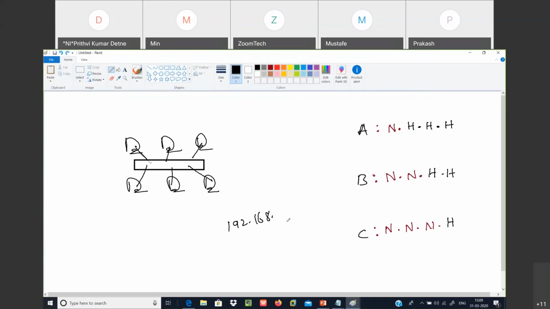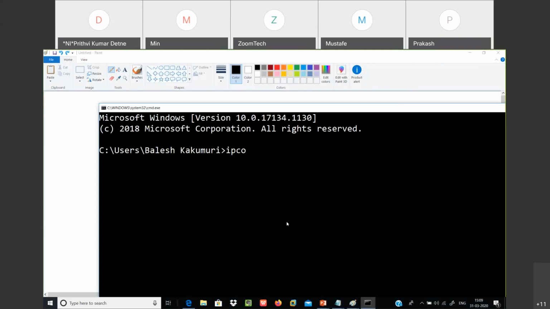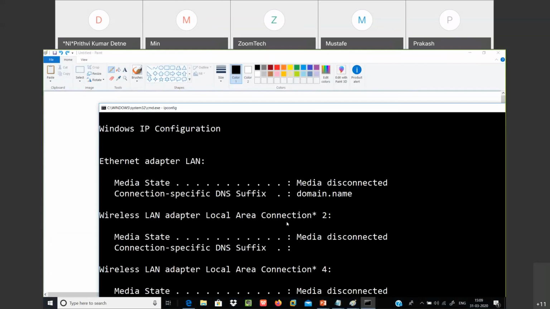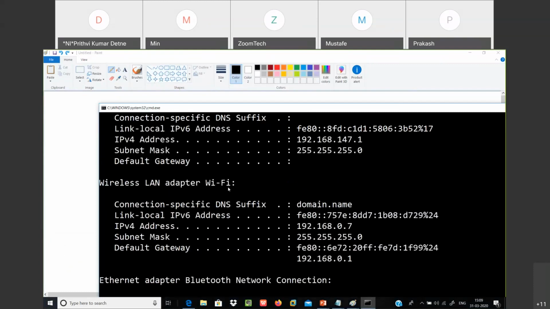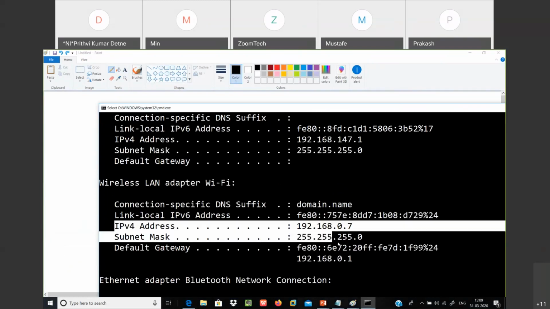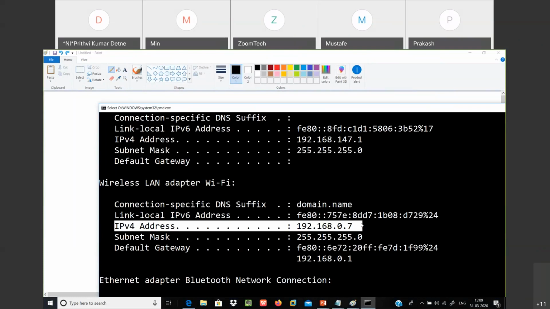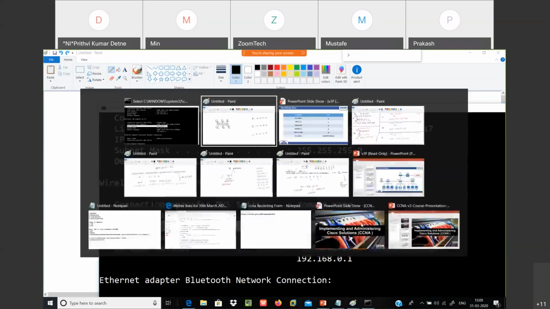Let me check my laptop IP address now. Command prompt, I'm using the ipconfig command. Enter. And see here, 192.168.0.7 I'm making use of, right? Not Class A, because it is a very small network.